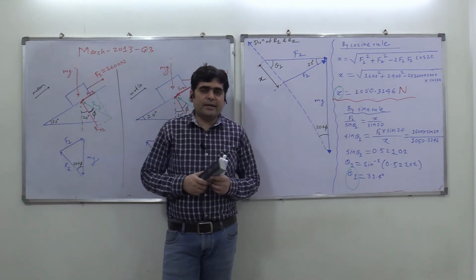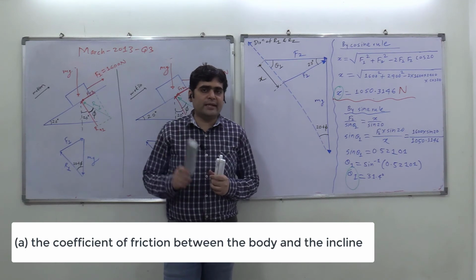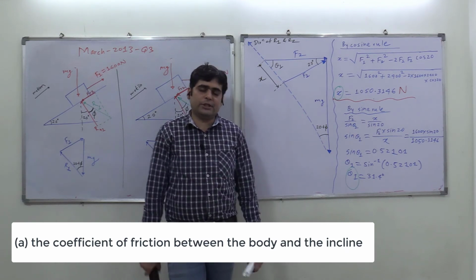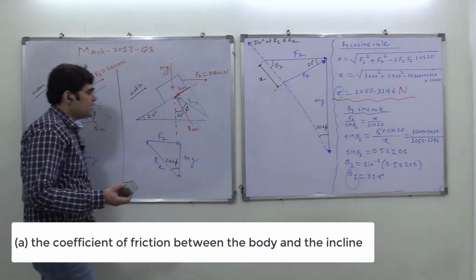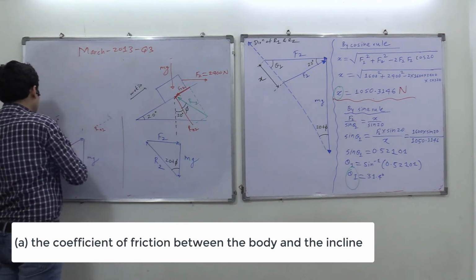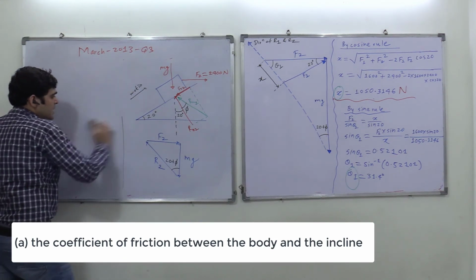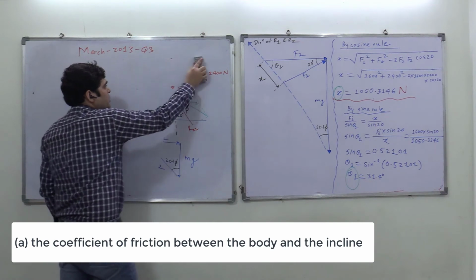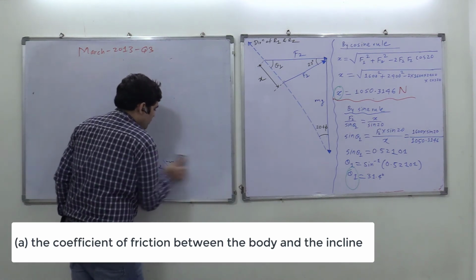Okay, now what is our target in A part? What do we have to find out? The coefficient of friction. And how do we find the coefficient of friction for this scenario? What are we going to do?